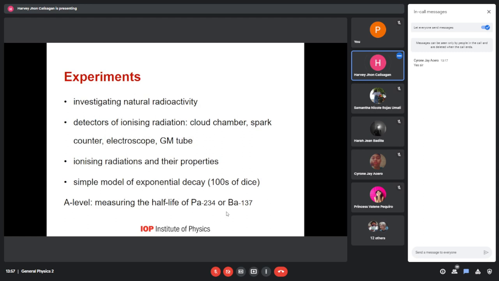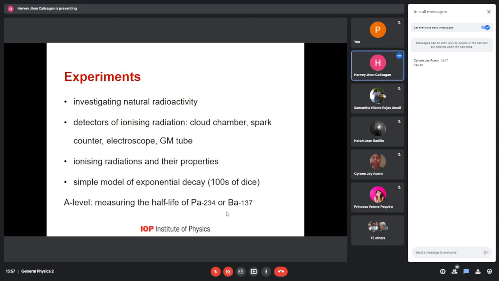Okay. How about experiments? So for experiments, we investigate natural radioactivity that is happening. We detect ionizing radiation using the cloud chamber and spark counter. We also have the isoscope and the GM tube. We also have ionizing radiation and its properties.